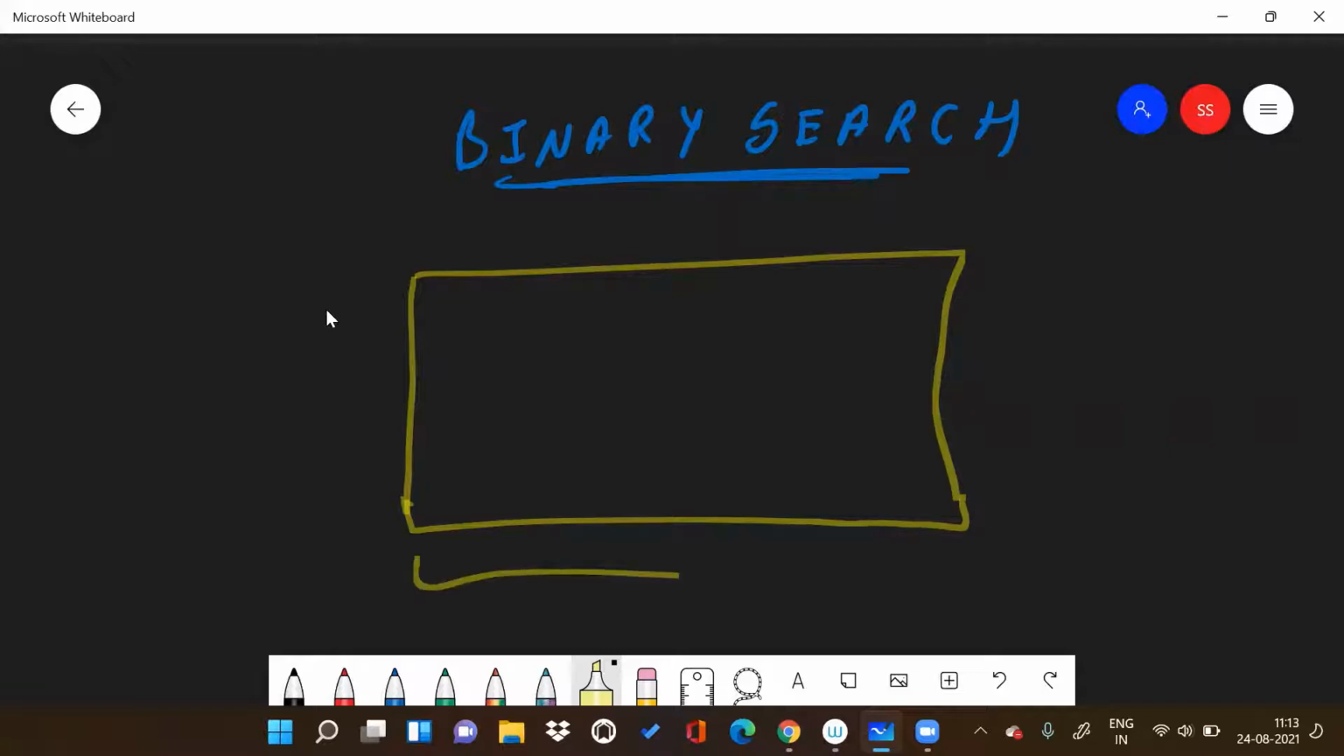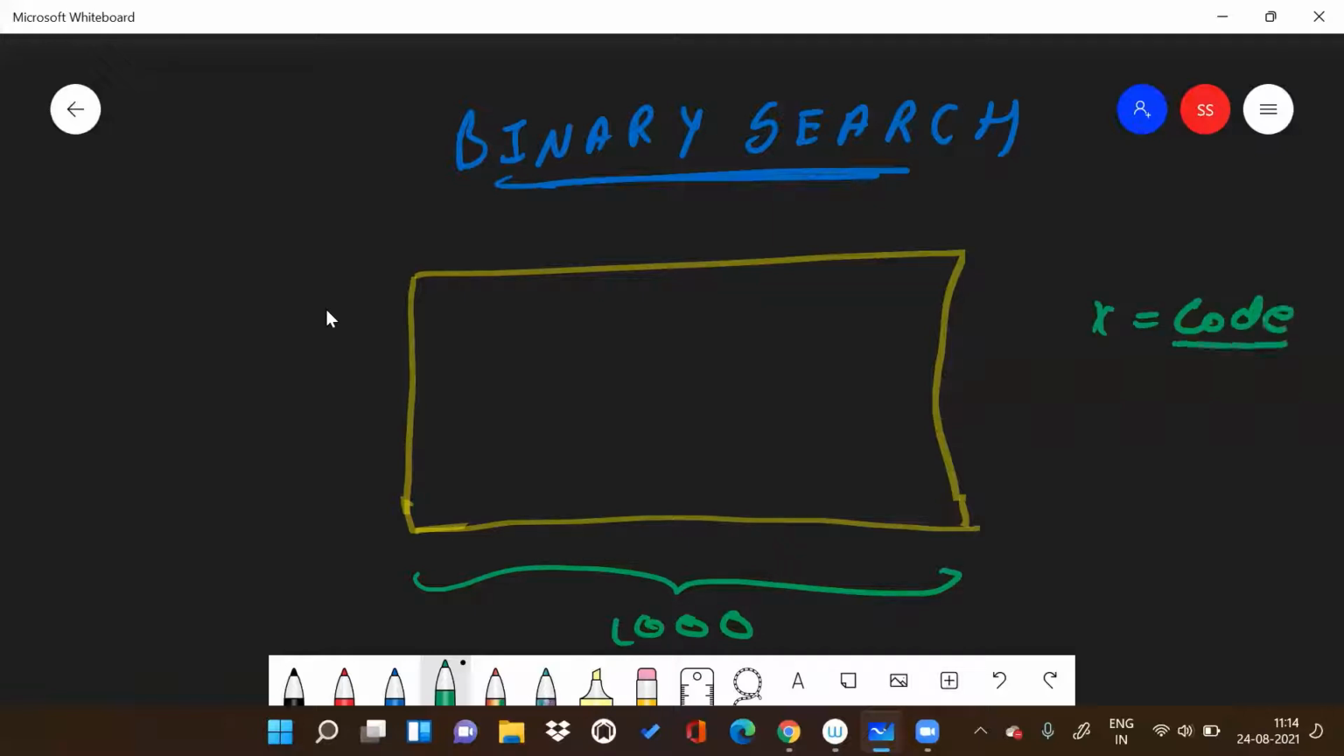So let's say the search space over here is of 1,000 words. So if this entire space was of 1,000 words, and you were trying to find the word code, the position or the space over where this word code is present in your dictionary. So what would you do? If this dictionary was present to you physically, the one thing that you would do is you will open up any random page that is there in the dictionary, and you will see whether the word code is present or not.